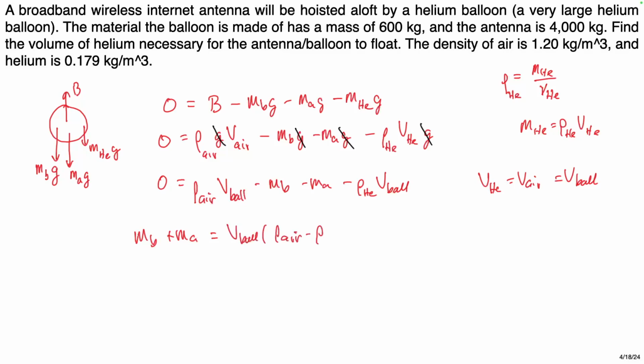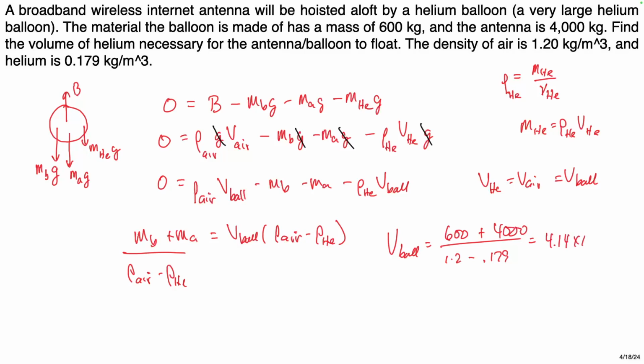Density of air minus density of helium. And then I divide both sides. So the volume of my balloon is going to be the mass of the balloon, 600, plus the mass of the antenna, 4,000, all divided by the density of air, 1.2, minus 0.179 for the density of helium. Since everything's in standard units, I'm going to get a volume in standard units, which is a cubic meter, which is 4.14 times 10 to the 3 cubic meters, or approximately 4,000 cubic meters.